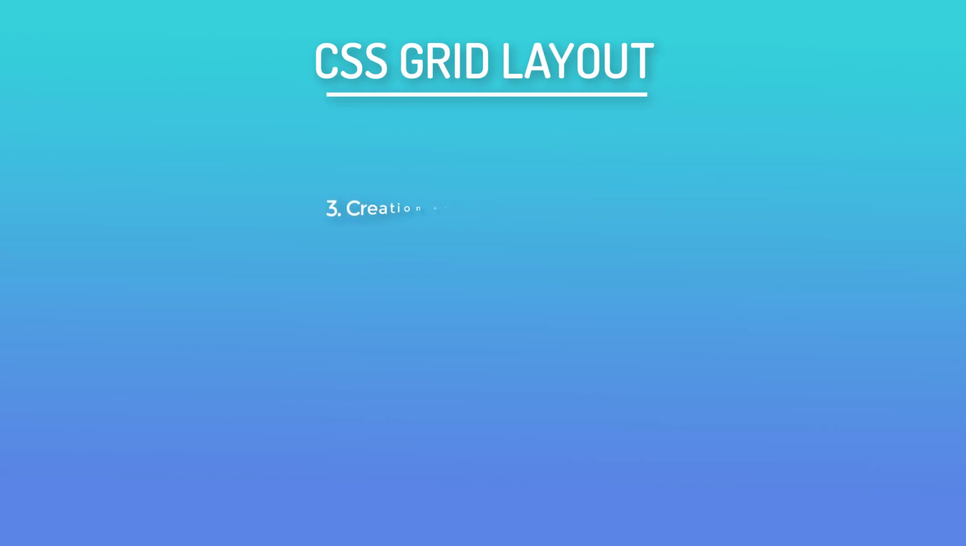The third one is creation of additional tracks to hold content. Sometimes CSS Grid Layout will add content automatically if it doesn't fit your defined tracks, and you can also deal with that using CSS Grid Layout properties. We will also cover it in this course.